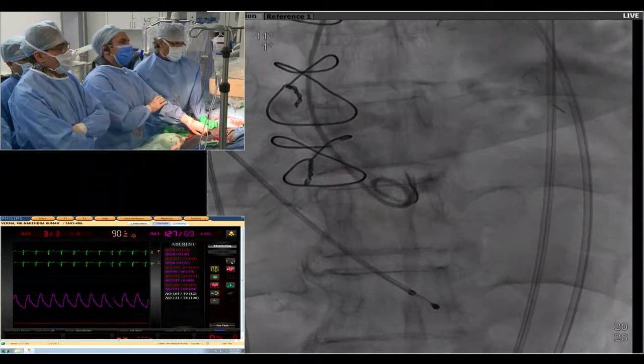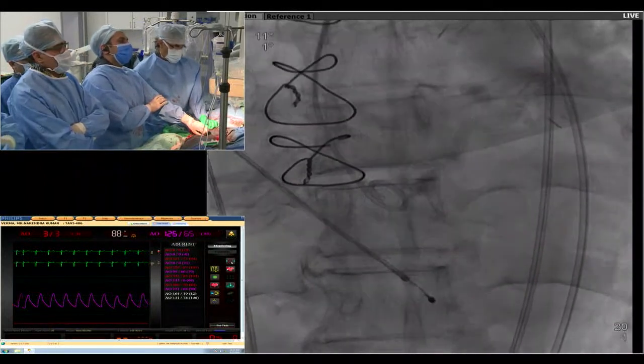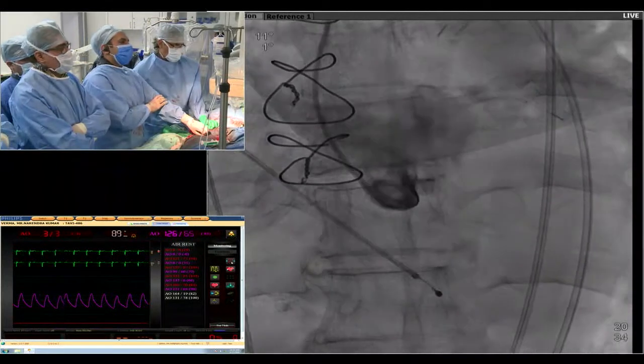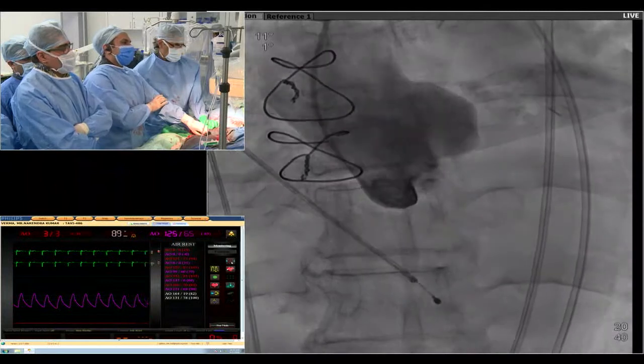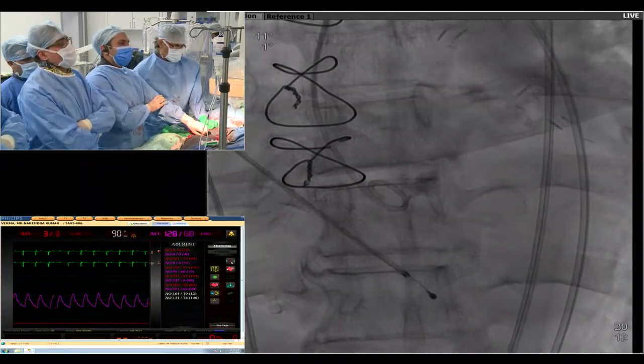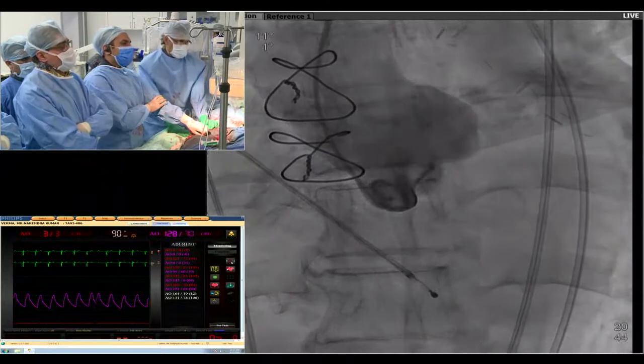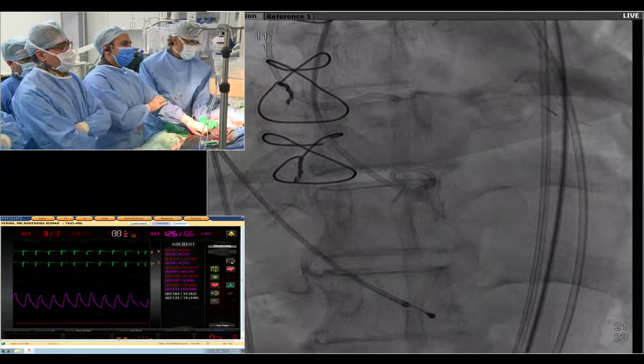You can see the pigtail is in the right coronary sinus. There is a heavily calcified right coronary sinus leaflet. You can see that chunk of calcium, and then the left sinus. All three of the cusps are in a straight line. This is an AL1, the cross.